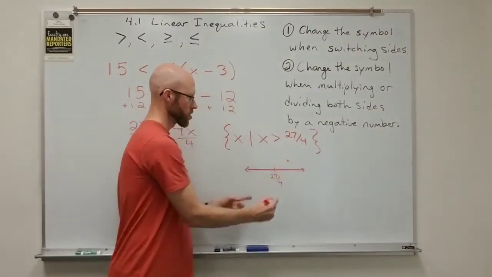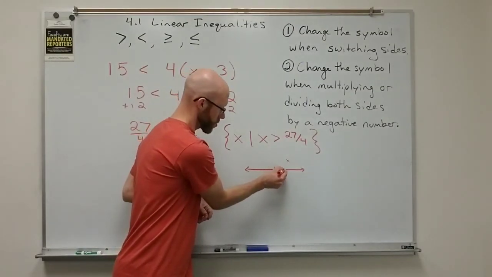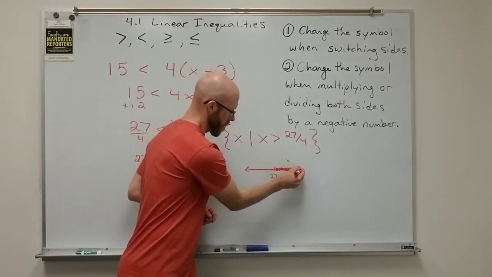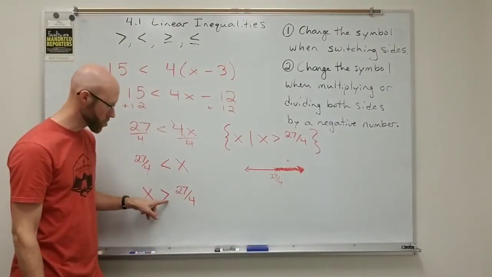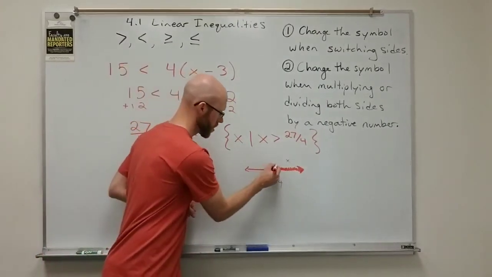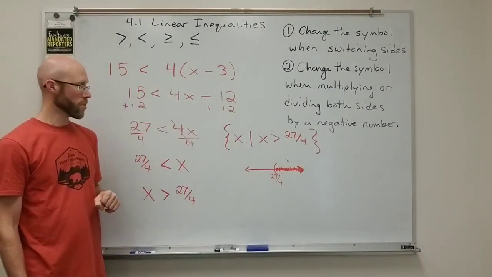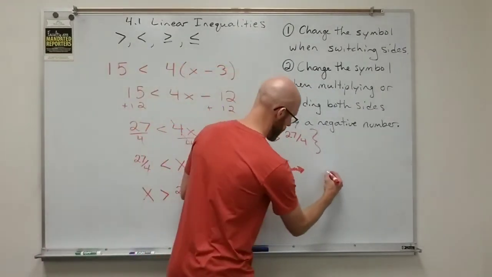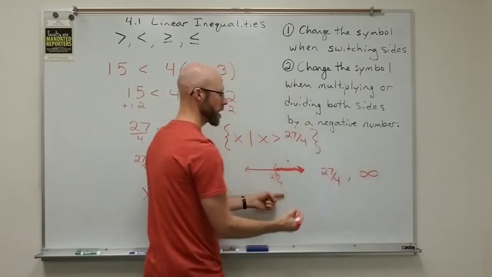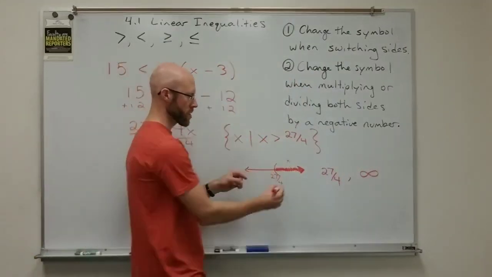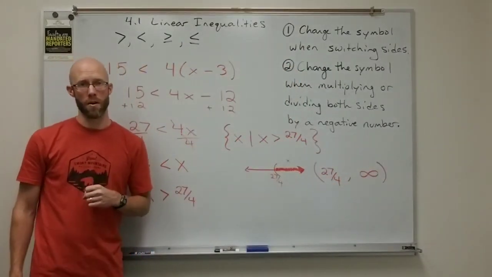Because when I read this, it's x is greater than 27/4. That's going to be everything to the right. The x values are greater, so I want to shade that to the right. I want to exclude the endpoint because there's no equal sign in this inequality. So I'm going to use a parenthesis on the 27/4. Therefore, my interval form is going to have 27/4 as the left endpoint, infinity on the right. The 27/4 is excluded, so I want a parenthesis there, and infinity is always excluded, so we get a parenthesis there.